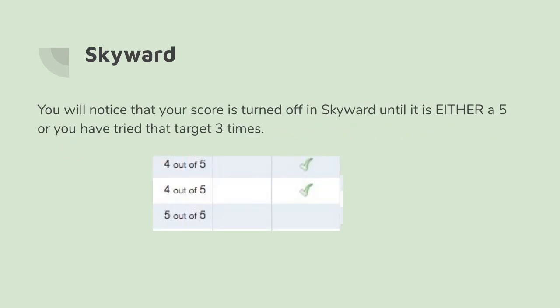You will notice something else on your Skyward, and that is you might have some no counts. If you have a 5, right here, a 5, I am going to turn that score on immediately. But if you do not have a 5 yet, remember you get 3 tries to get it to be a 5. So I will keep it turned off so it does not affect your score until it either is a 5 or you have tried it 3 times, and then it gets turned on no matter what.